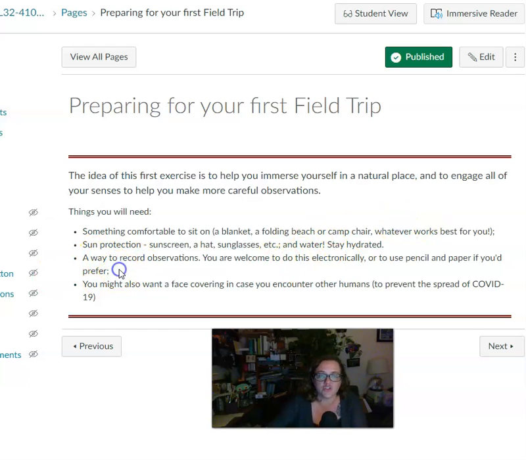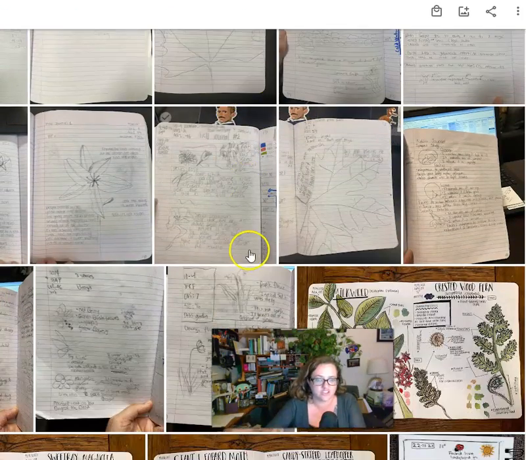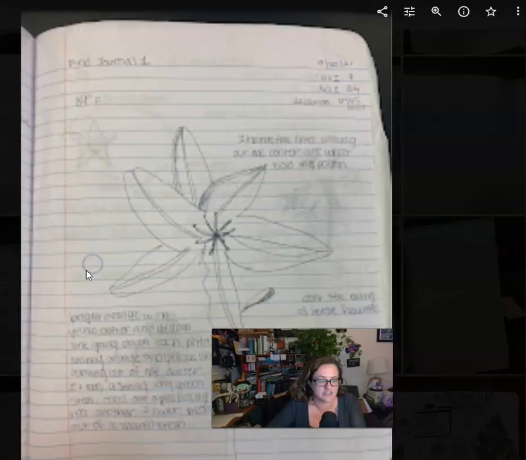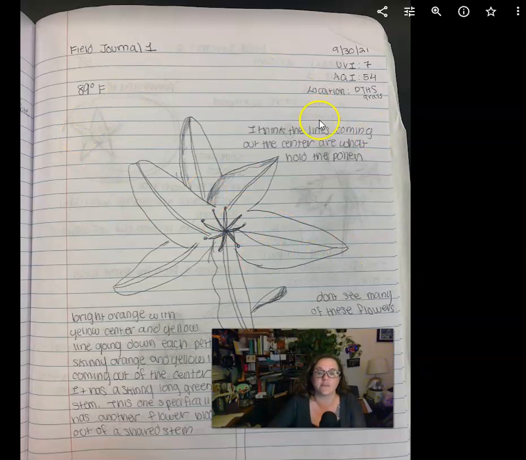You're going to need a way to record observations. You're welcome to do this electronically, obviously. I am a big, big fan of recording things by hand because I am obsessed with nature journals. So these are nature journal pages I've taken from students in the past where I've had them go record the weather conditions and then look at something in nature and describe what you see in a way you may have never described it before, okay?